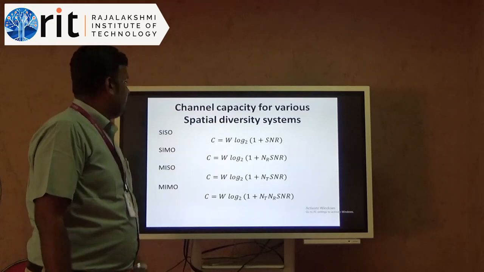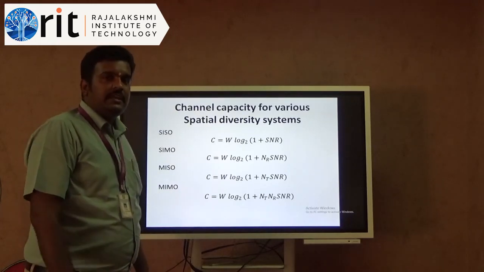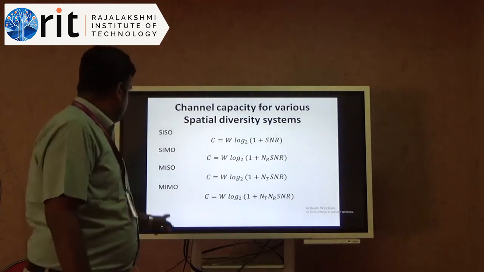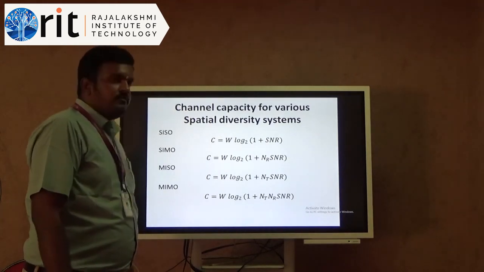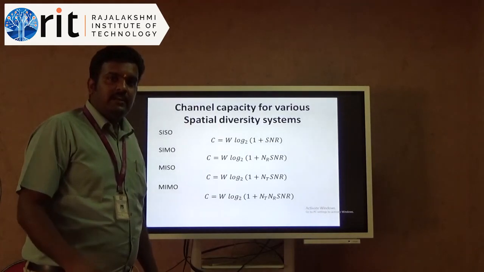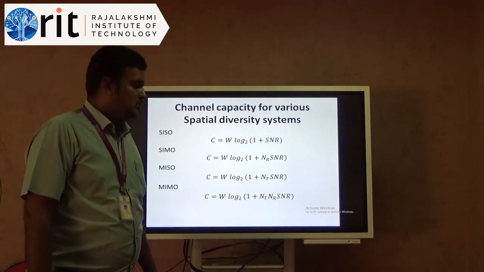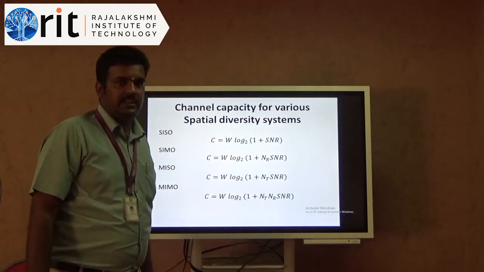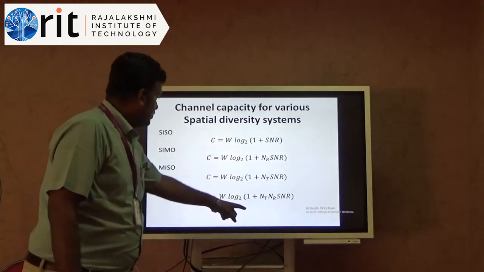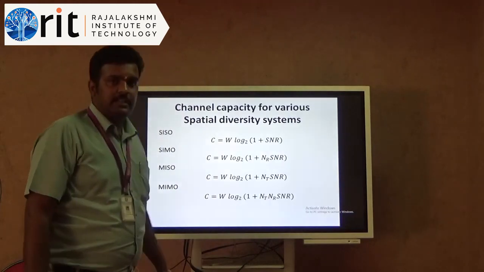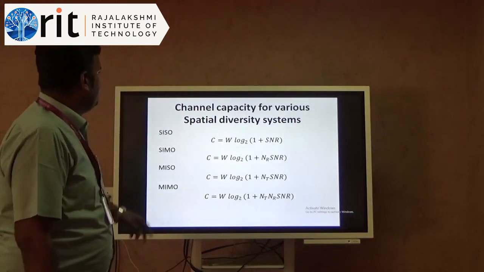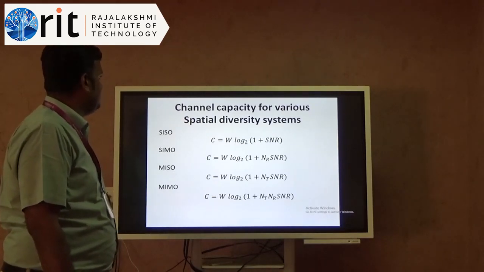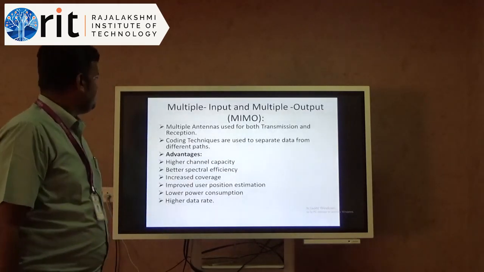The SIMO model we can also call receiver diversity, and the MISO model we can call transmit diversity. In the MIMO model, where the number of transmitting antennas and the number of receiving antennas are greater than 1, the channel capacity is determined by the number of transmitting antennas as well as the number of receiving antennas. So we included the factors NT and NR in the channel capacity calculations. These are the different analytical expressions which we use to calculate the capacity of various spatial diversity systems.